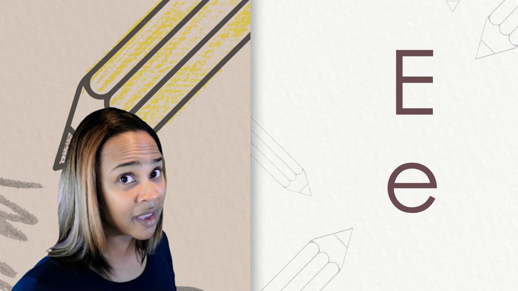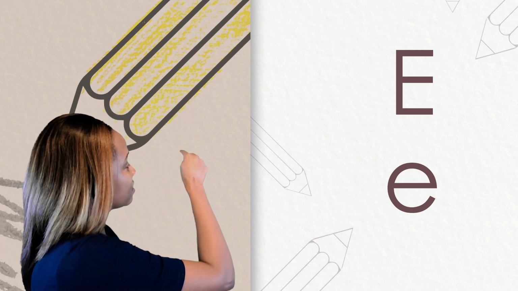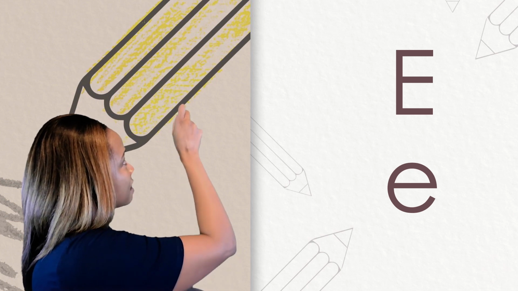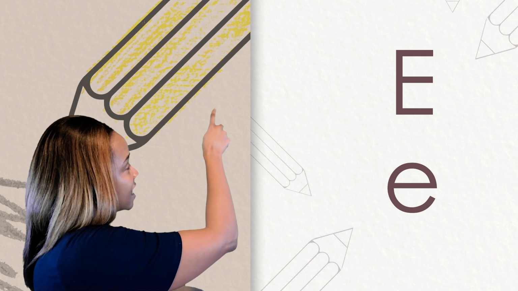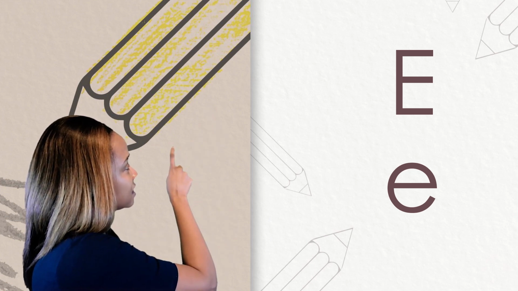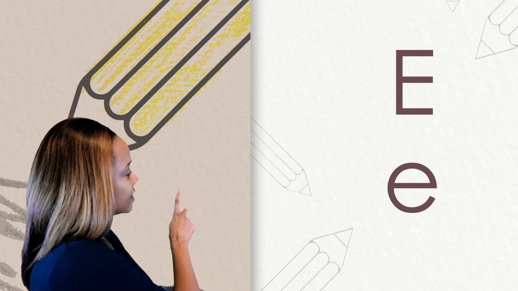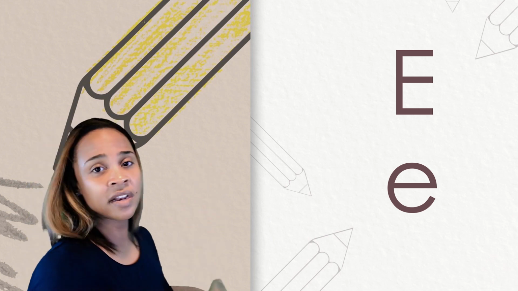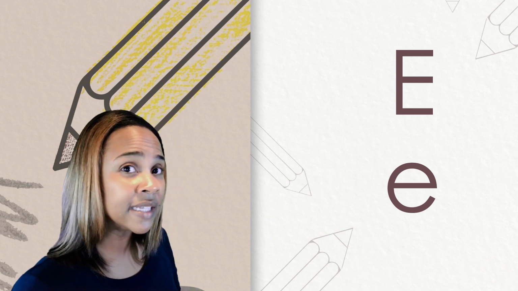Now try with me. Starting at the head line, drag it down to the foot line, coming back up to the head line, making another little line at the head line, then coming to the belly line, making another little line at the belly line and stop, and then coming to the foot line and making another little line and stop. Now let's try our lowercase e.